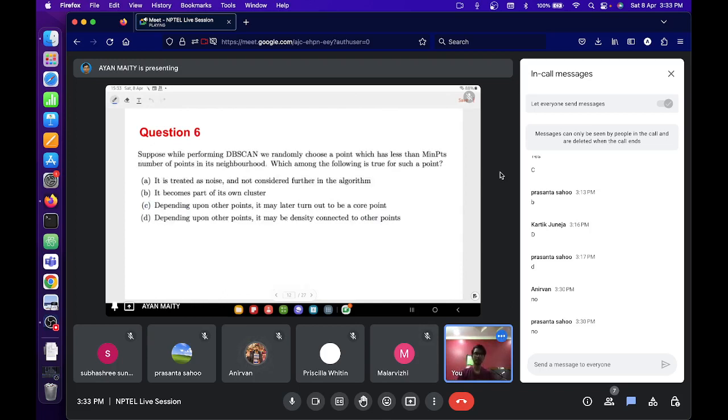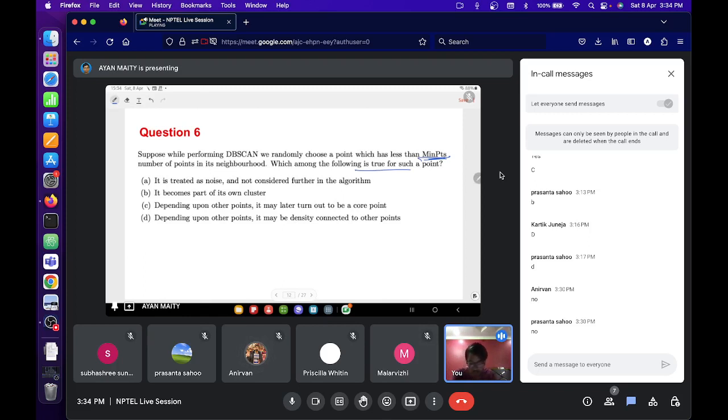Now moving on to question 6. This is on the DBSCAN algorithm. Suppose while performing DBSCAN, we randomly choose a point which has fewer than MinPts points. This is one of the hyperparameters that are used: MinPts, the number of points in its neighborhood. Which among the following is true for such a point? Four options are given. So we randomly pick a point and it has fewer than MinPts points in its neighborhood. Which of the following is true for this point?